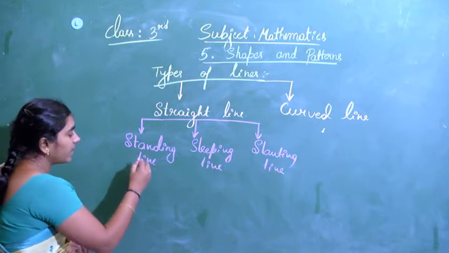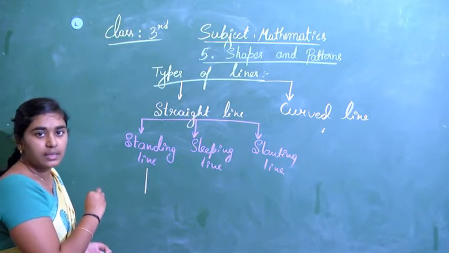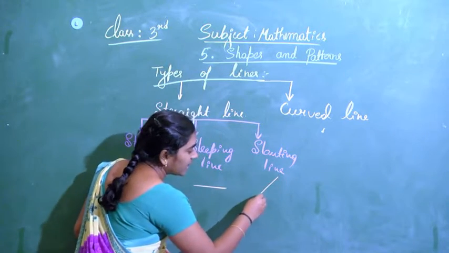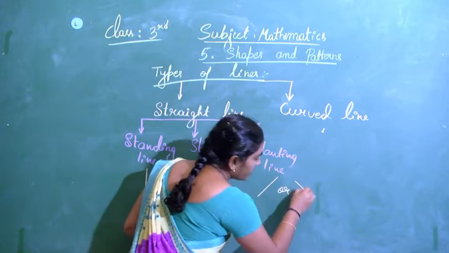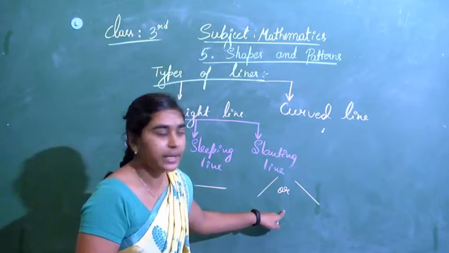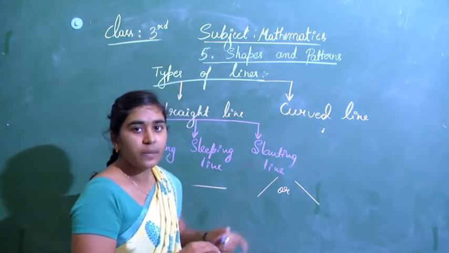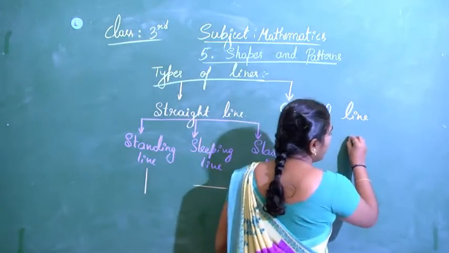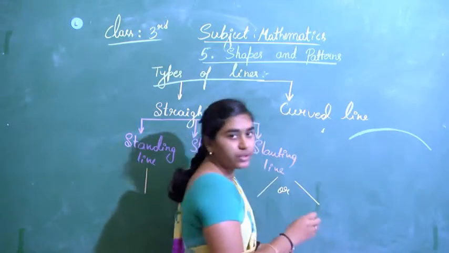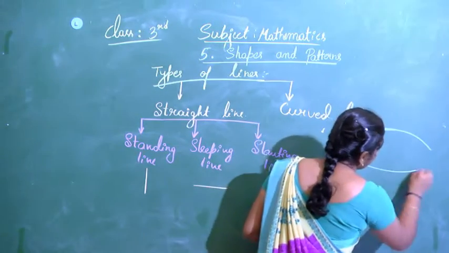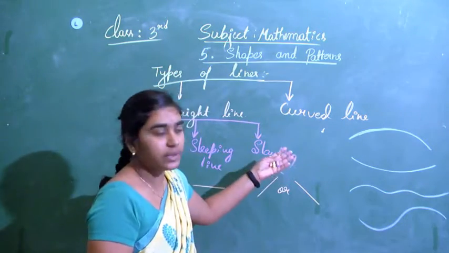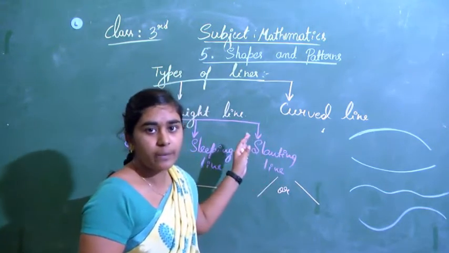How do we write the standing line? This is the standing line, this is a sleeping line, and the standing line can be written in two ways, from this or this, right? Standing, sleeping, and slanting. Now how do we draw the curved lines? We draw the curved lines as so many curved lines we get. How much curved you want, that much you can write the curved lines. This or this, any types you can write for the curved line. This is about the lines.